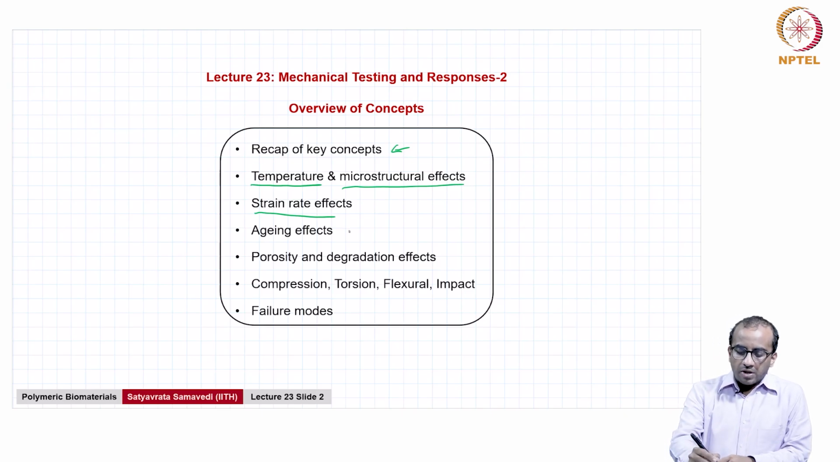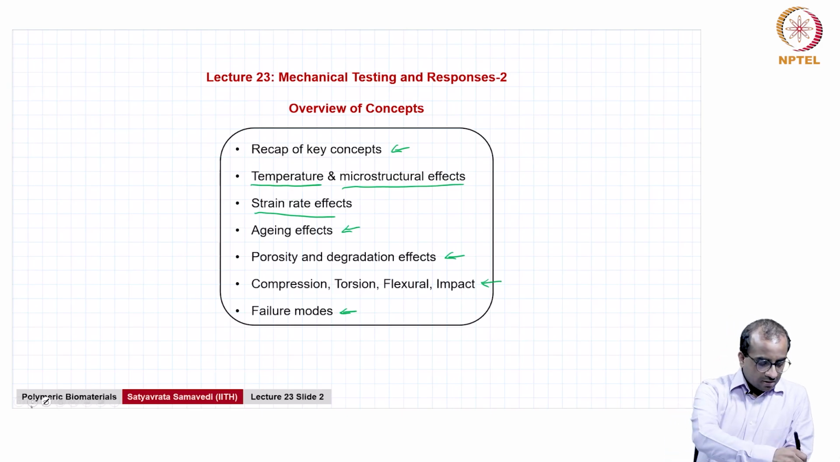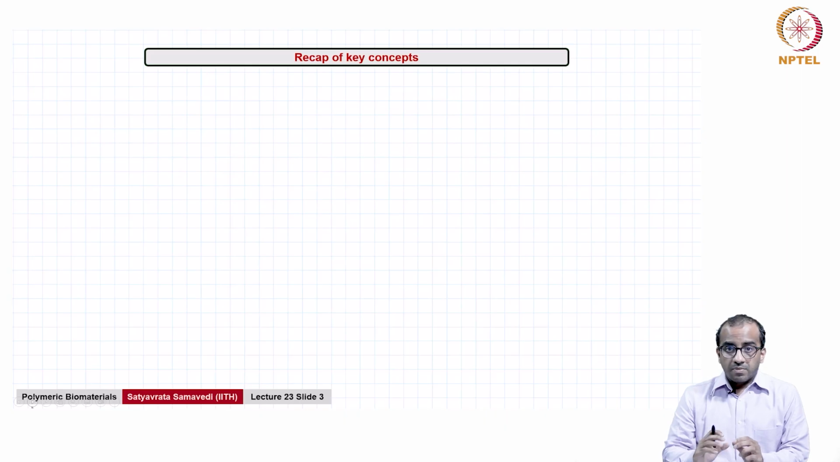And then we will move on to other concepts like aging, which is something that is very important for biomaterial testing. And then we will also look at the effects of porosity and degradation, and towards the end we will quickly take a look at some other modes of testing, namely compression, torsion, flexural and impact testing, and at the end we will finish with some comments on some possible failure modes that can occur in such kinds of polymeric biomaterials. So with that, we will get started with today's lecture, and we will begin by recapping some key concepts that we have seen earlier.